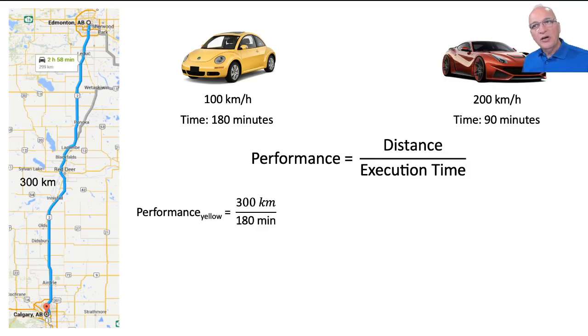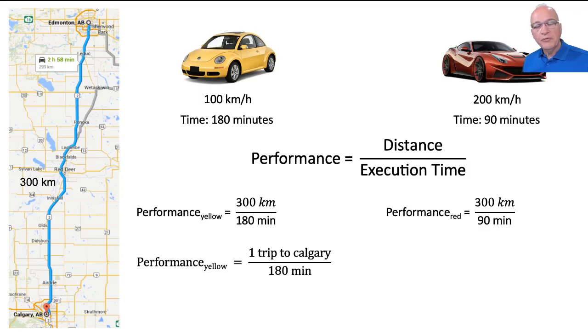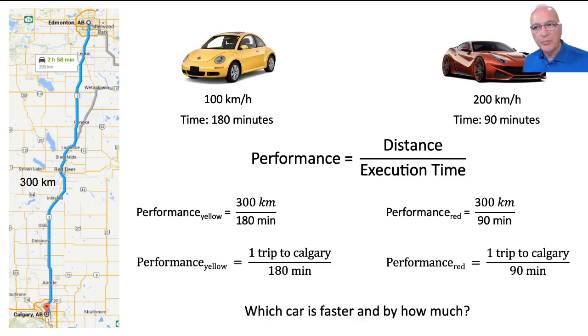So in the case of John with his yellow car, he goes the 300 kilometers in 180 minutes, and Mary does the 300 kilometers in 90 minutes. Therefore, if we are analyzing their performance, we can say that John does one trip to Calgary in 180 minutes, and Mary does one trip to Calgary in 90 minutes.